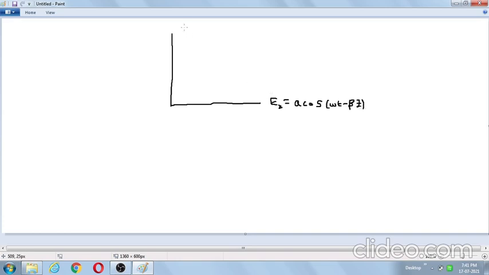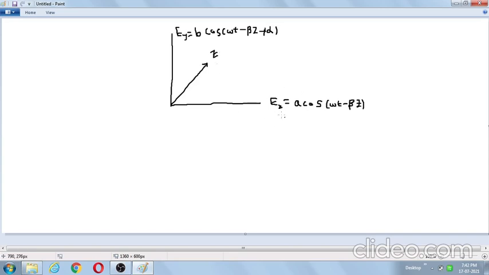So Ey is equal to b into cos(omega t minus beta z plus alpha). Here b is nothing but the magnitude, and alpha is the phase difference between x component and y component. So this is the z axis, the wave is propagated in the z direction along the z axis.